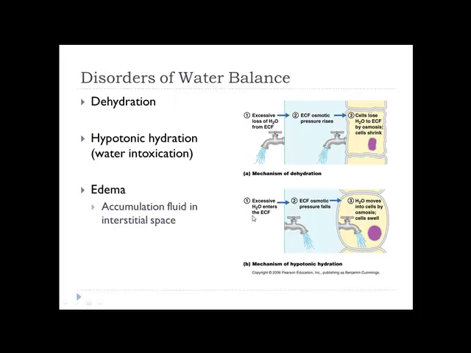Hypotonic hydration, you're taking in too much water. The osmotic pressure in the extracellular fluid increases, and it increases so much that the cells can't keep up with it, and they start increasing in size because osmosis is causing the water to flow in. And then edema. That's going to be its own thing.